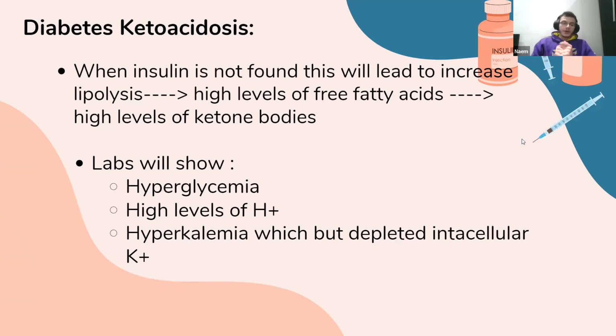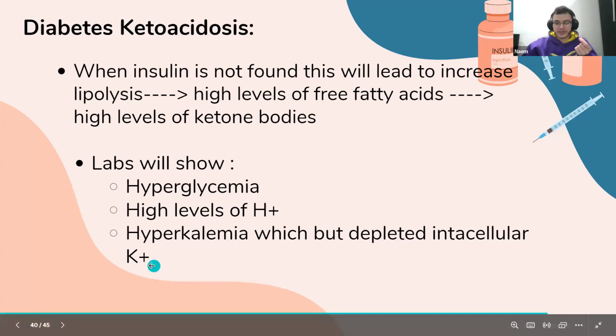Now, when you go to the lab and test a patient who has ketoacidosis, it's going to show hyperglycemia because they have type 1 diabetes, they have increased levels of glucose and no insulin. That's why it leads to hyperglycemia. They're going to have high levels of H plus because remember it's acidosis. They're going to have hyperkalemia, but the potassium is very depleted intracellularly.